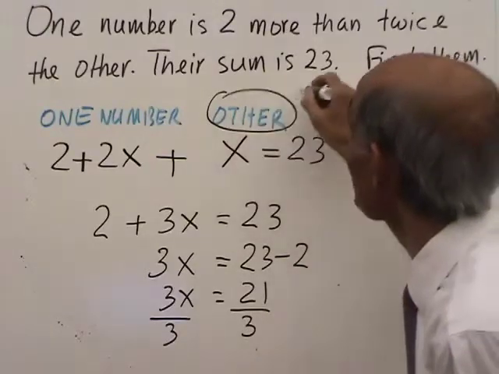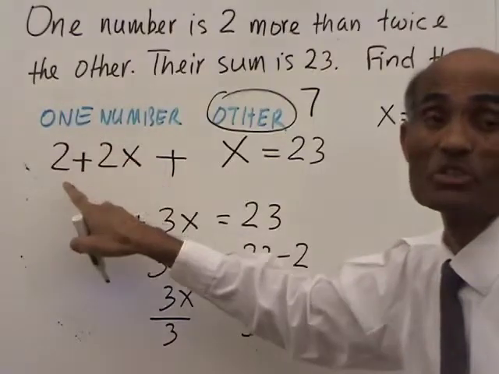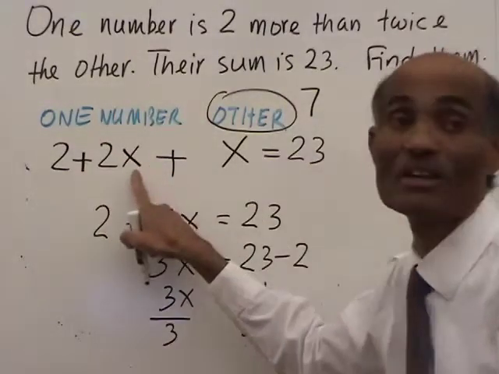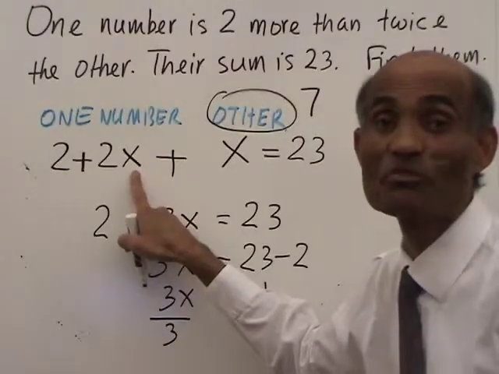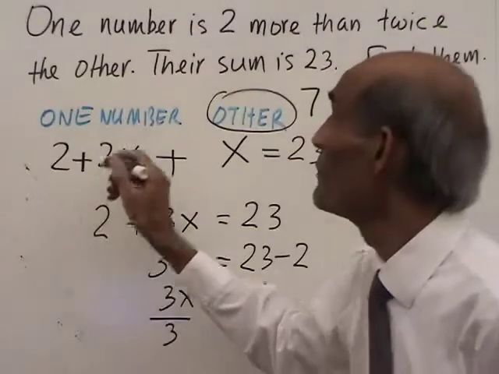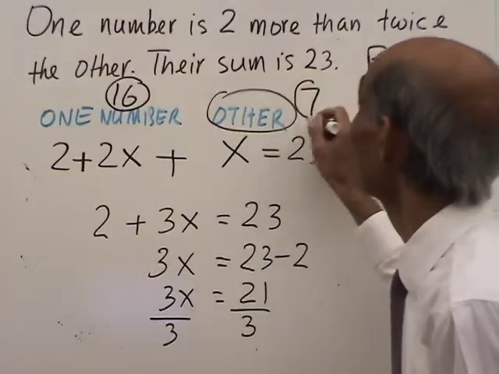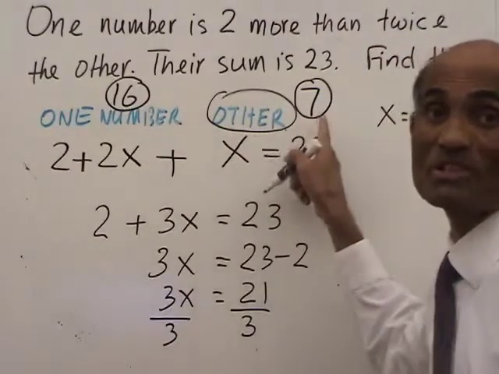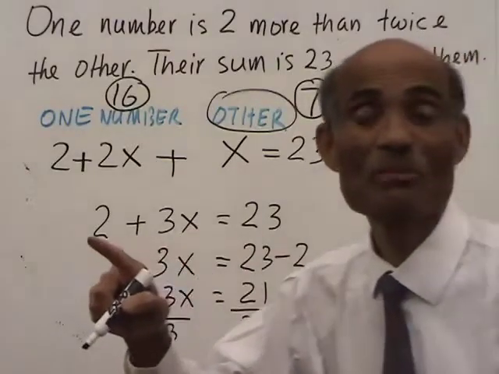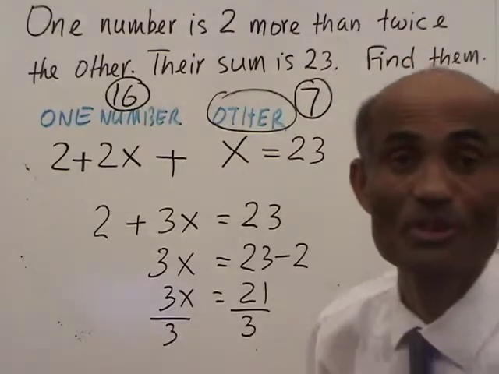If this is 7, what is then the one number? It is 2 plus 2x. X is 7. 2 times 7 is 14. 14 plus 2 is 16. Therefore, that one number is 16. Right? 16 plus 7 is 23. Now look at the way we did this problem. I want you to practice these kinds of problems. Alright?